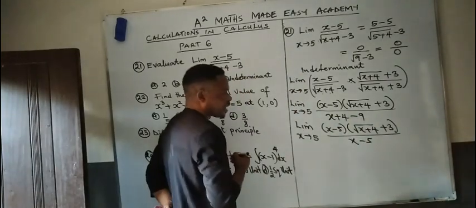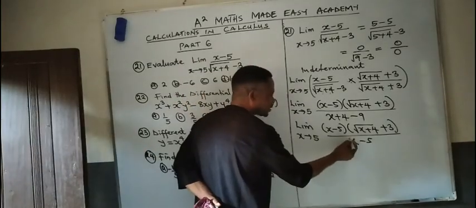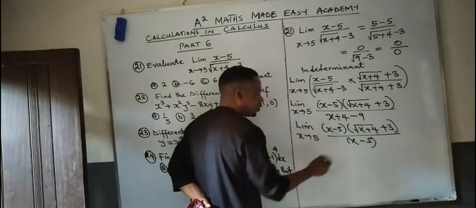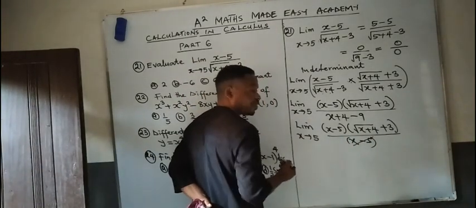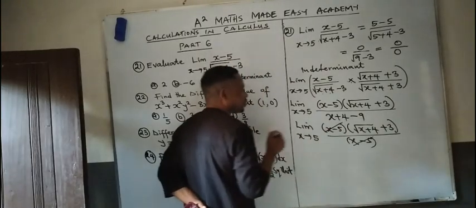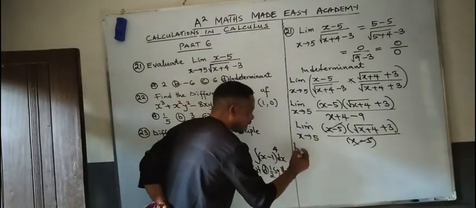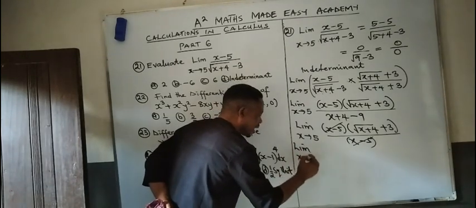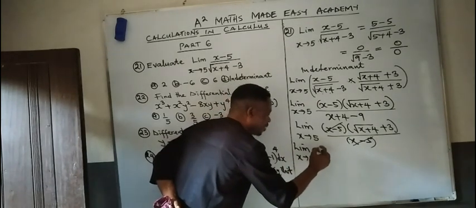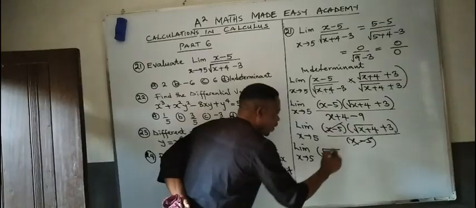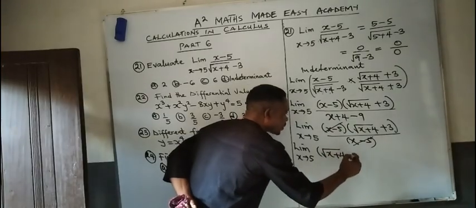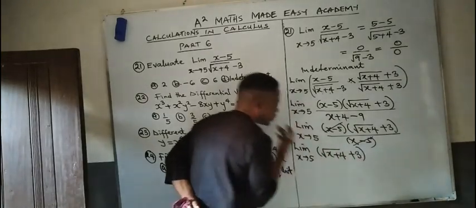Are you with me? Can you now see that something is about to happen here? How? X minus 5 at the denominator, we cancel x minus 5 at the numerator. Then we can have the limit now. So what do you think is left? Limit as x approaches 5, then we have open bracket square root of x plus 4, then plus 3, close bracket.